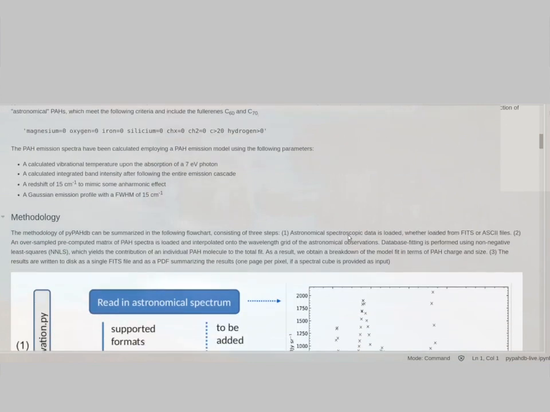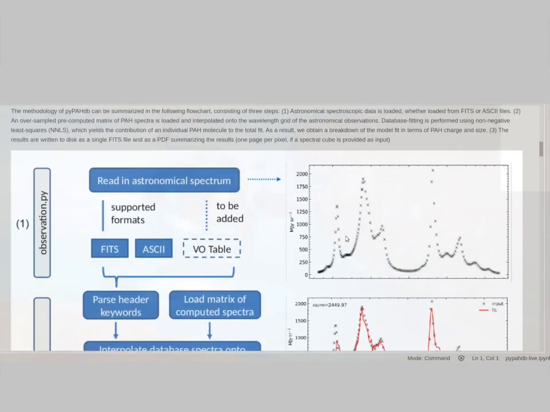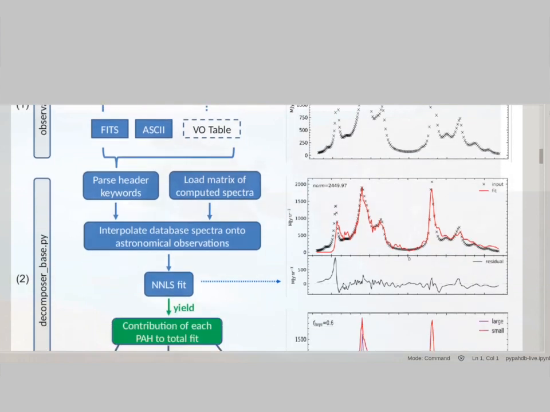So the general methodology consists of essentially loading in your spectrum, reading your spectrum, either a FITS file or an ASCII file, then loading the matrix of the pre-computed spectra, which are oversampled, and then they are able to be interpolated to the frequency grid of the observations.